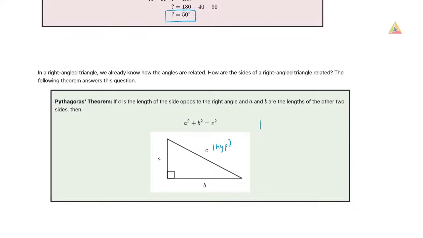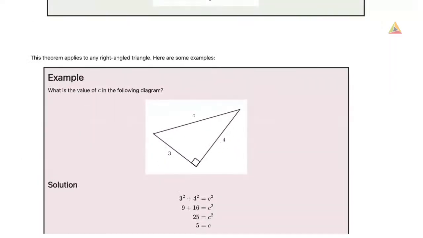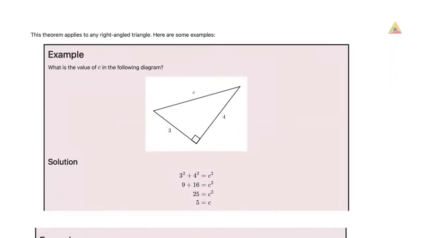So another way of writing that is the hypotenuse squared is equal to the opposite squared plus the adjacent squared, and that is given to you in your log tables. The rule is given to you, but you have to know how to apply it. So that's Pythagoras' theorem. So this theorem applies to any right angled triangle, and here are some examples.